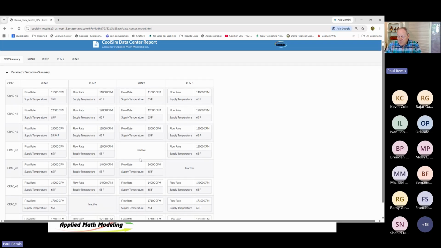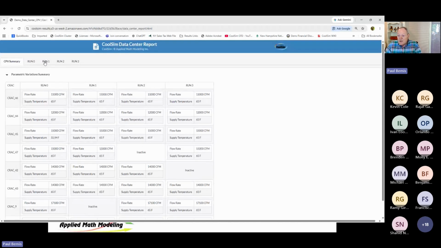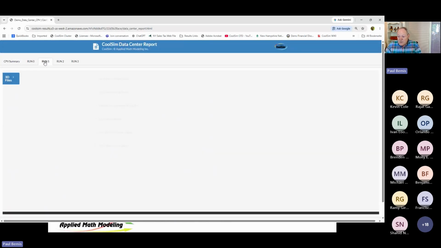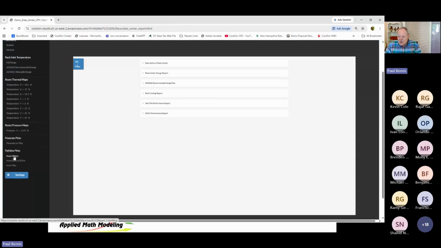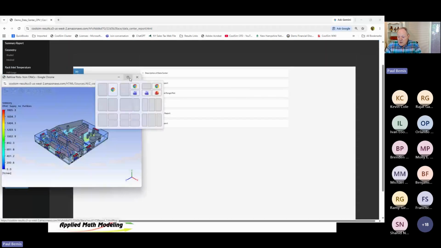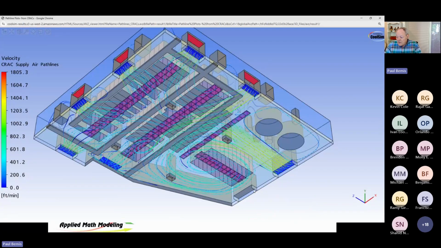And I didn't fail CRAC 45, did I? CRAC 9, I should have taken down 45 and an N+1. But let's keep going. I took down one of the big ones. This is one of the big ones. This is a 17K flow rate. So let's go take a look at run 1. So now in run 1, just to remind you, I'm going to show you the path lines from the cooling units here. So you see, not all the cooling units are delivering. This one's off.